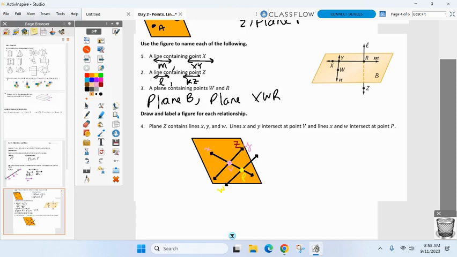Anything about this diagram? You know what's going on. You're in the right spot right now. Points, lines, planes. Any questions before we move on? I got a couple more vocabulary terms before we call it a day. All right, next one.